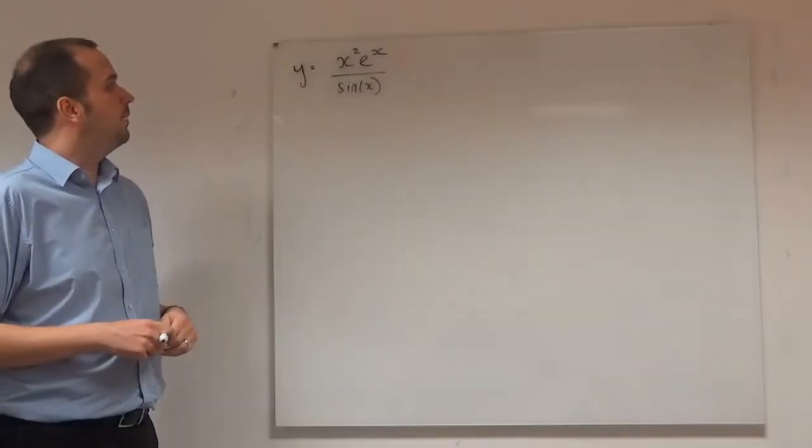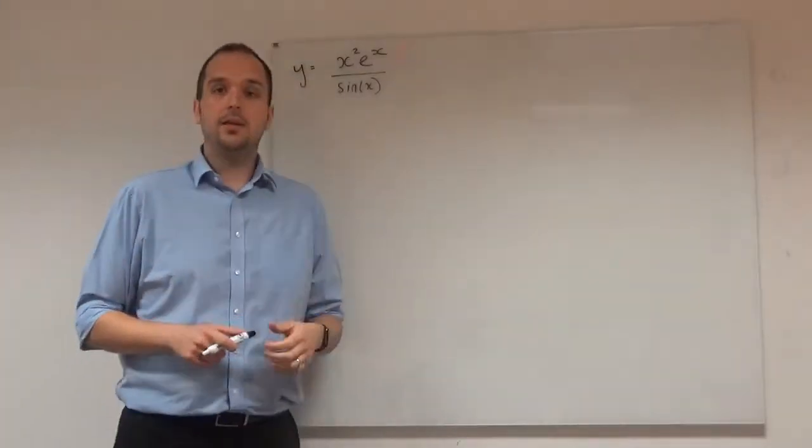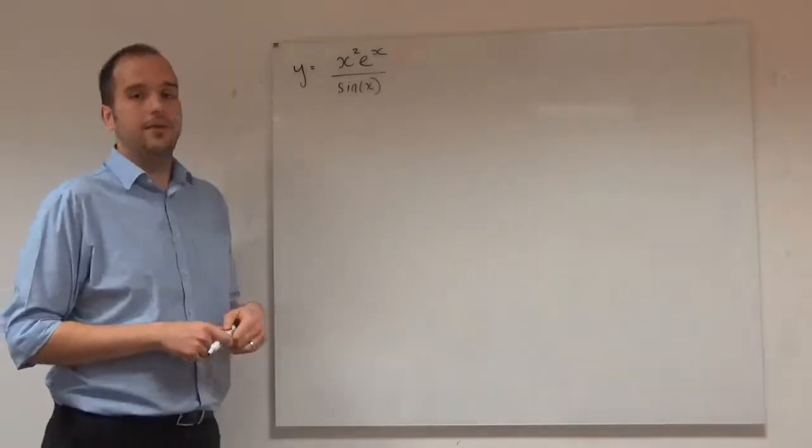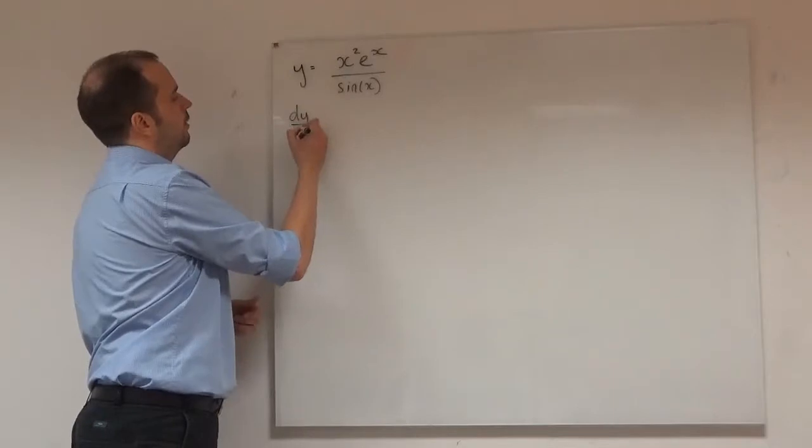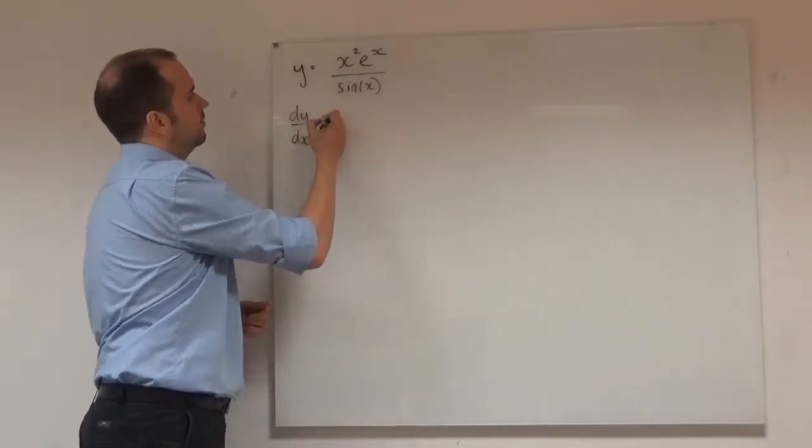So in this example, we've been given the function x squared e to the x over sine of x, and we've been asked to calculate dy by dx. We've been asked to calculate the gradient function.